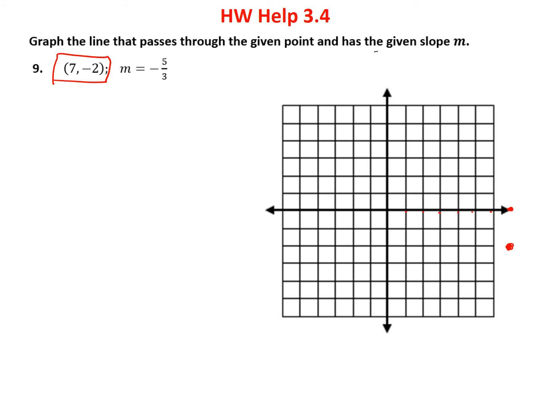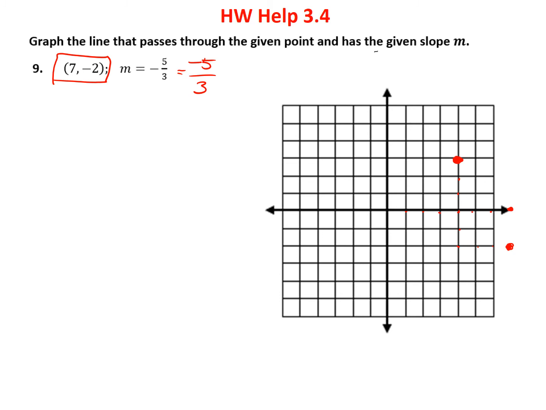And then we're going to have minus 5 over 3 as our slope. So I can change that to say I'm going to go down 5 and over 3. Now in my case, because I'm already off the graph here, from this point, I'm going to go back 3, 1, 2, 3, and up 5. 1, 2, 3, 4, 5, and that will be my graph there.